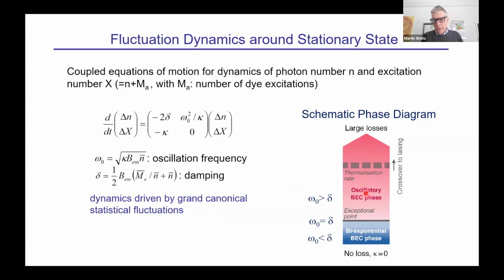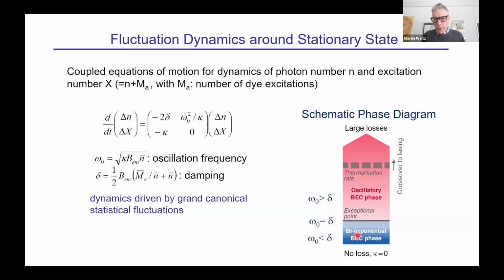At very large losses, one has a crossover to lasing, and below that, if the oscillation frequency is larger than the damping, we have an oscillatory BEC phase. That's the one I showed you. And now if you go to smaller and smaller losses, we expect, when the loss equals the oscillation frequency, an exceptional point. So this is when the system is critically damped. And below that, we have a bi-exponential BEC phase. That's basically if the damping is larger than the oscillation frequency.